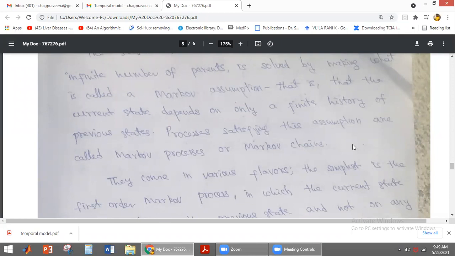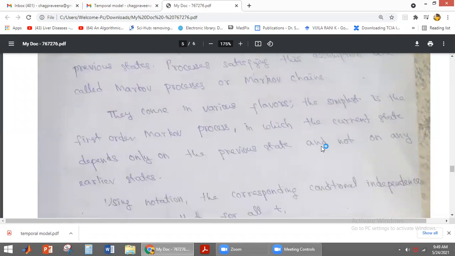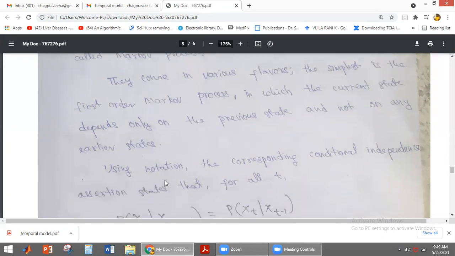This Markov chain or Markov process comes in various methods. The simplest of these is the first order Markov process. So what is a first order Markov process? It is one in which the current state depends only on the previous state, not on any earlier states. That is the first order Markov process.